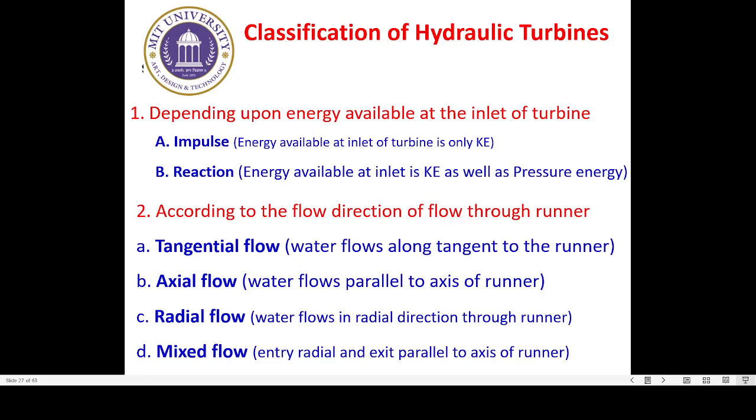And the mixed flow turbines are nothing but the combination of axial and radial. If the water enters the runner in the radial direction but leaves in the direction parallel to the axis of rotation, that is the combination of axial and radial. It enters in the radial direction and leaves in the axial direction, parallel to the axis of rotation of the runner. Such a turbine we call a mixed flow turbine.